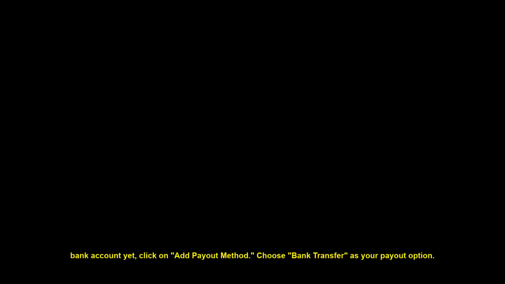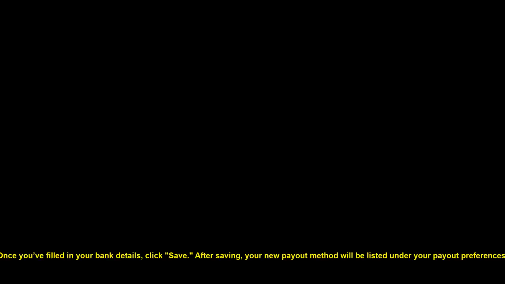If you haven't added a US bank account yet, click on Add Payout Method. Choose Bank Transfer as your payout option. Fill in your bank account information, including the bank name, account number, and routing number. Ensure that all information is entered accurately to avoid any issues. Once you've filled in your bank details, click Save. After saving, your new payout method will be listed under your payout preferences.